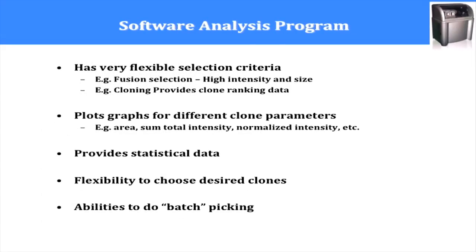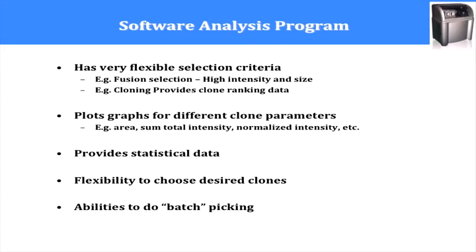Okay, so the software that I was talking about earlier. The software has very flexible selection criteria, like I talked to you about before, like the size, the roundness, proximity. For fusion selection, for example, we concentrate mostly on the size and then on the high intensity, which indicates it is a high producer. And it will also provide clone ranking data, so that way you will know from all the clones that you look at, which one will be the top producer, which one will have, for example, the highest fluorescence intensity. So that way you will be able to choose, especially when we want to pick the clones that secrete most of the antibodies.